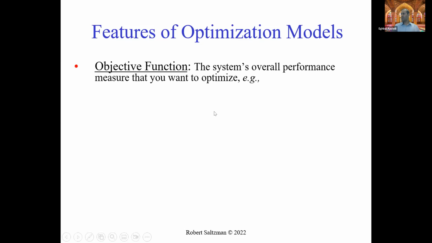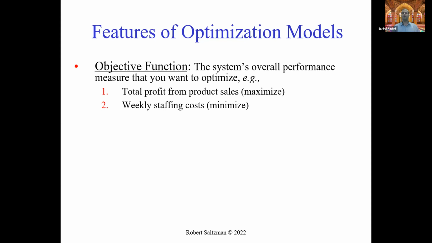Each optimization model has what is called an objective function, or the goal function. And what is that? That's the system's overall performance measure. For example, an organization wants to maximize their total profit, or they want to minimize the cost. For example, staffing is going to be costly, and you might not want to assign all the staff in an organization, to make some available for other jobs. So you want to, for example, minimize the weekly staffing cost.